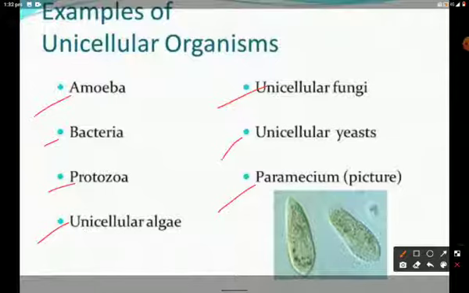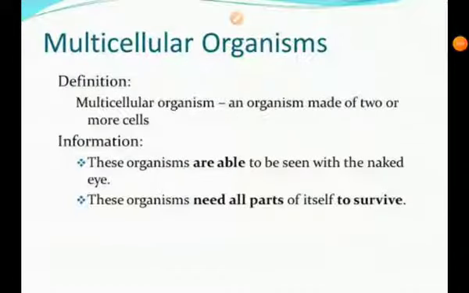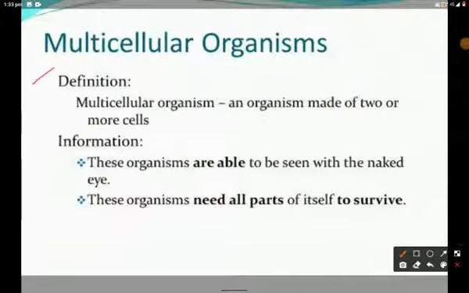Now let us see about multicellular organisms. What are multicellular organisms? Definition here you can see. Multicellular organism: an organism made of two or more cells. Made up of two or more cells is known as a multicellular organism.